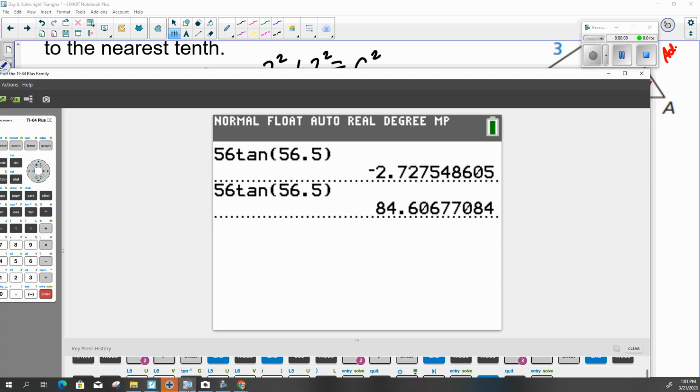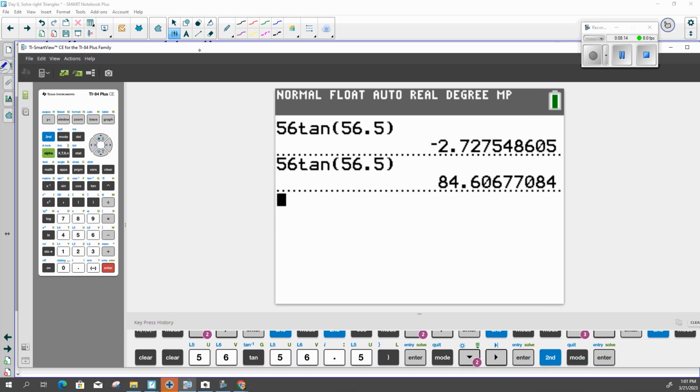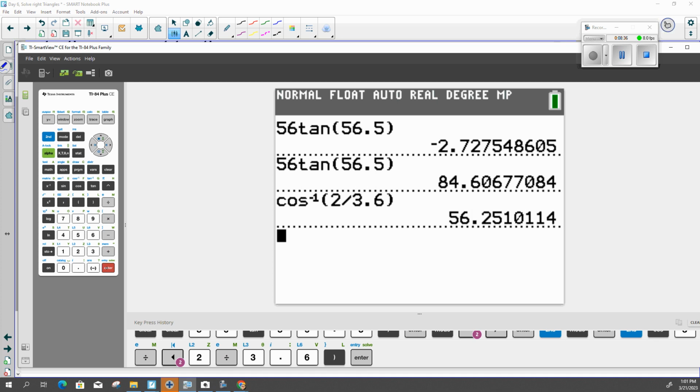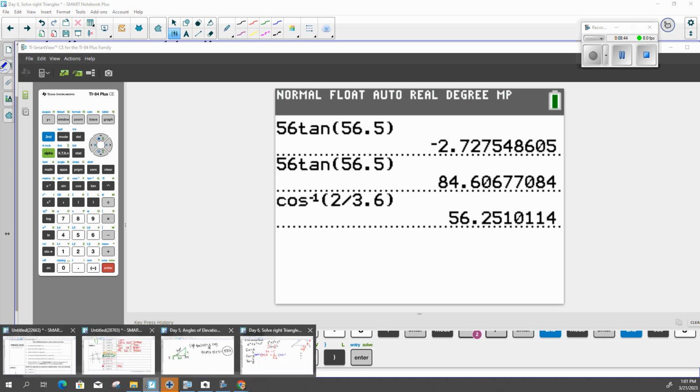So as a reminder, that button on your calculator is right above cosine. You push second and cosine, and it will pop up with that -1. And then you can type in the fraction. 2 over 3.6, yeah? And we should probably round, did it say? Round it to 50, we'll just keep it at 56.